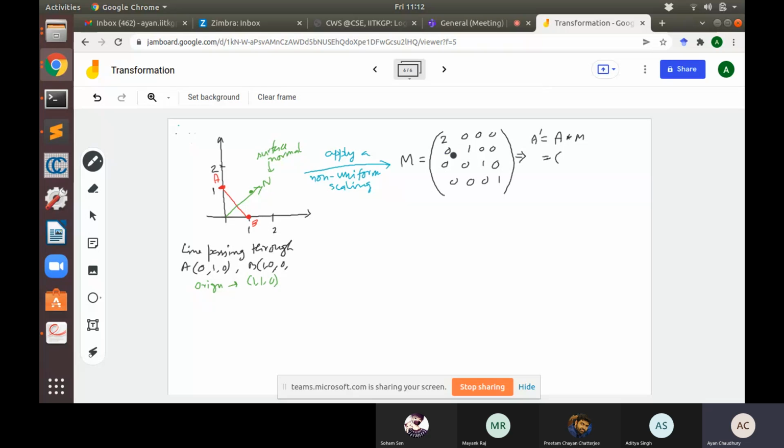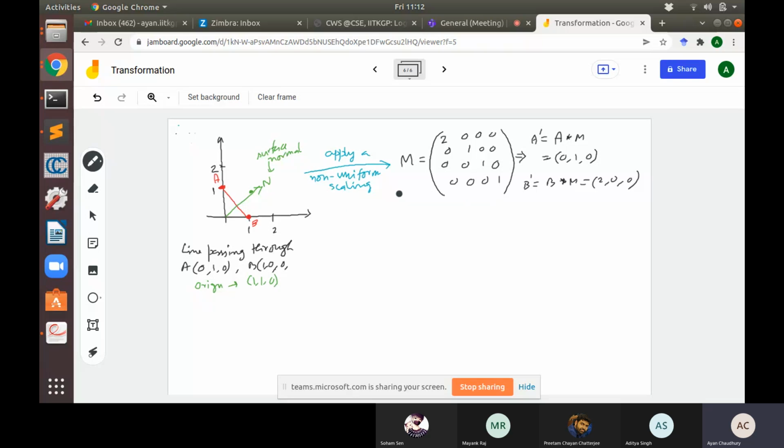Just multiply with this matrix. So 0 1 0 1. Yes. 0, 1, 0, and if we do B prime, so P multiplied by M. So what is this? 2 0 0. 2, 0, 0, yes. Okay. So that's not a problem.